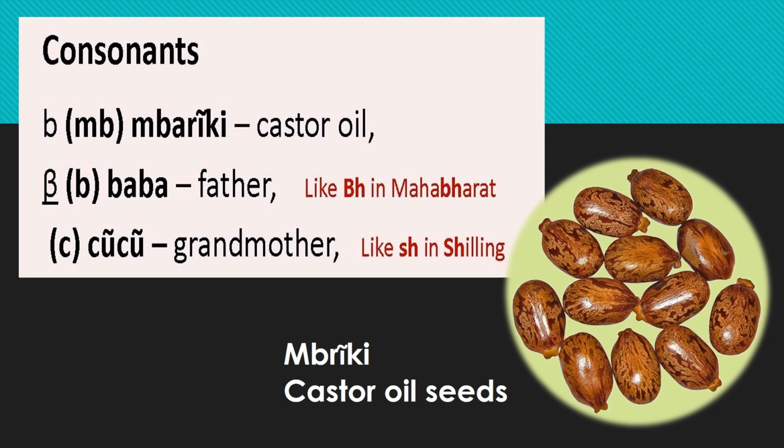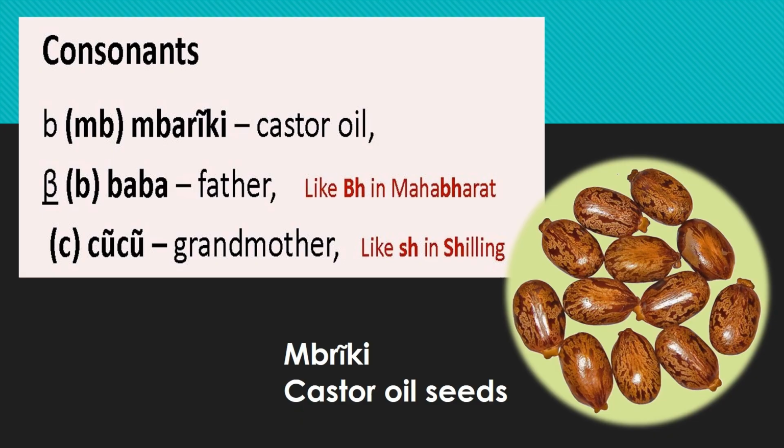The next B is a plain B, which looks like the Swahili B. For example, in the word baba in Swahili. But in Kikuyu, you will say vava. So you have the lips not very tightly shut together. You allow a small space between the lips for the air to pass as you say vava. The nearest word that we speak using this pronunciation is Mahabharat, in the Indian epic story Mahabharat.